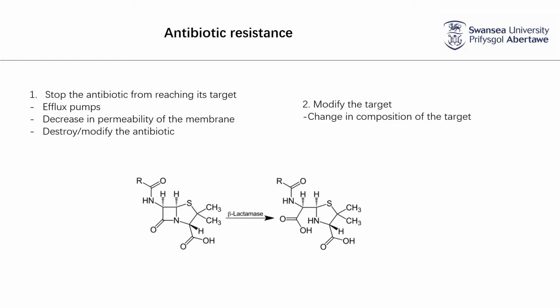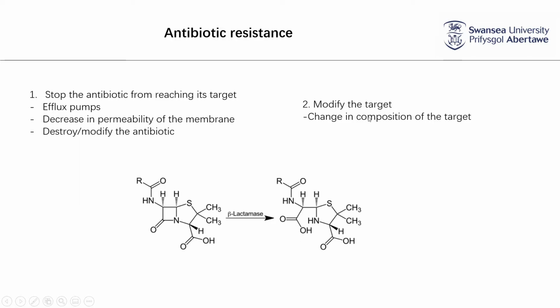It can also evolve and produce enzymes which destroy the antibiotic itself. An example would be beta-lactamase, which destroys the beta-lactam ring of the penicillin family group by breaking this carbon-nitrogen bond and oxidizing this carbon.